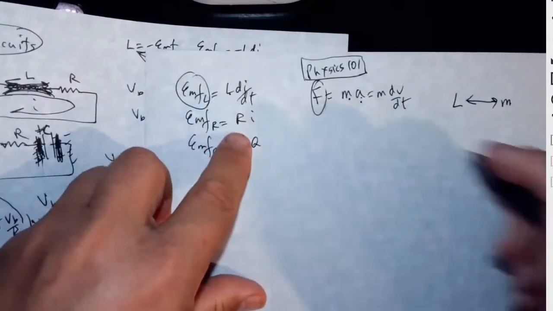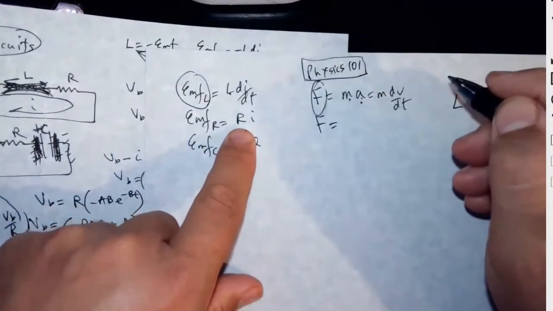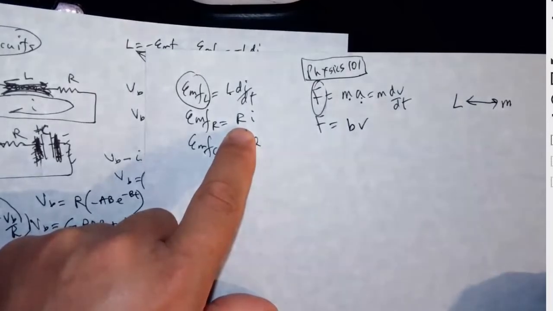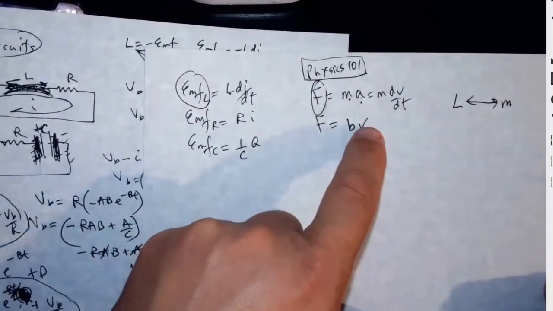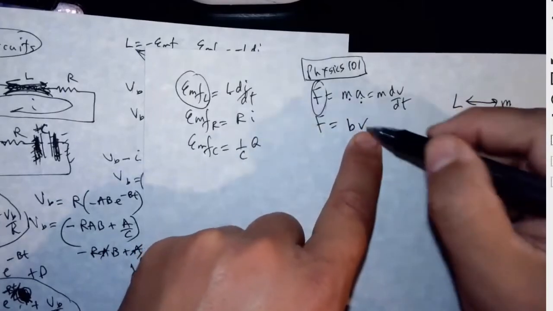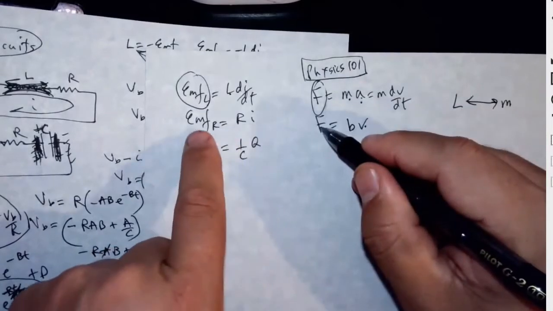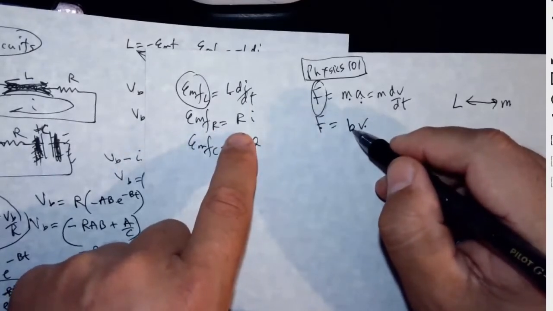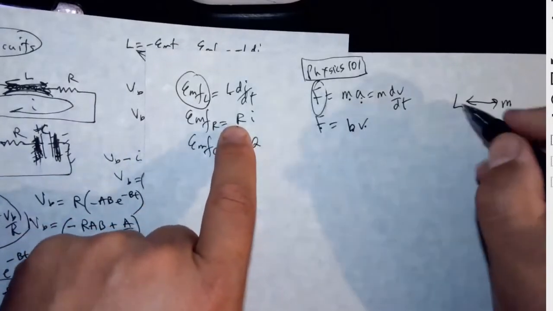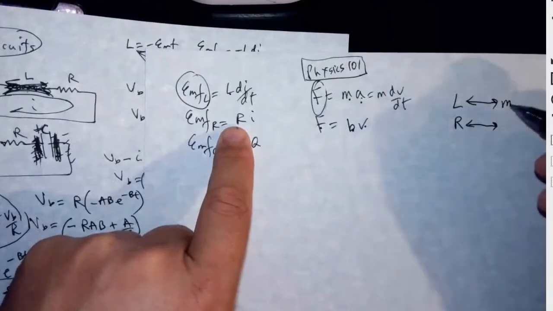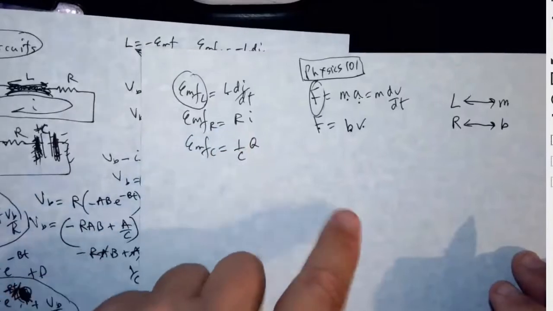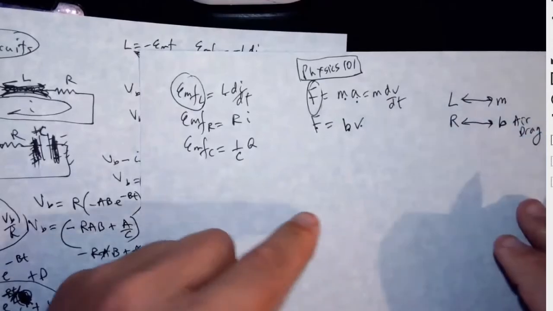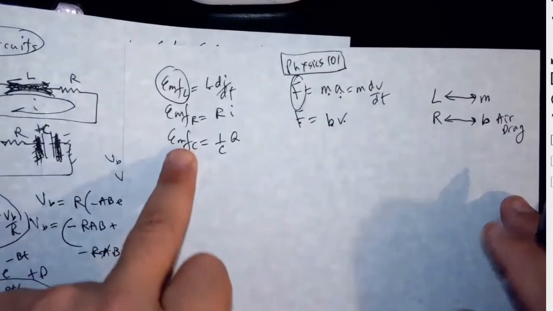You see? So then what replaces this guy? F is equal to, in physics 101, we have air friction, BV. Air friction is linearly proportional to velocity, right? So V is to I as force is to EMF of a resistor. The air friction coefficient is analogous to the resistance of a resistor. So resistance is to air friction. Okay, this is the air friction coefficient. We can call this air drag. Air drag. Okay, now what replaces this? Force.